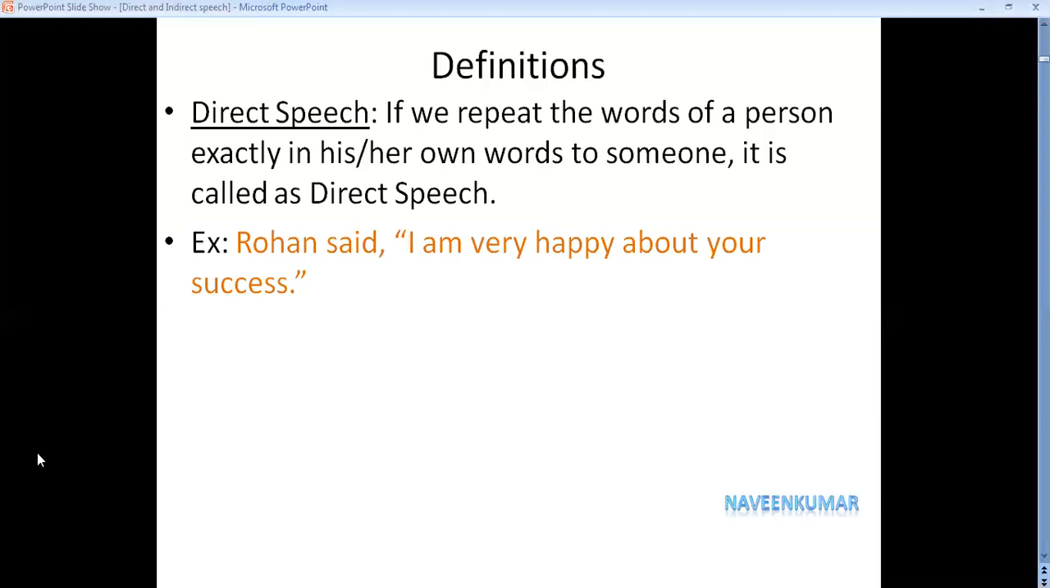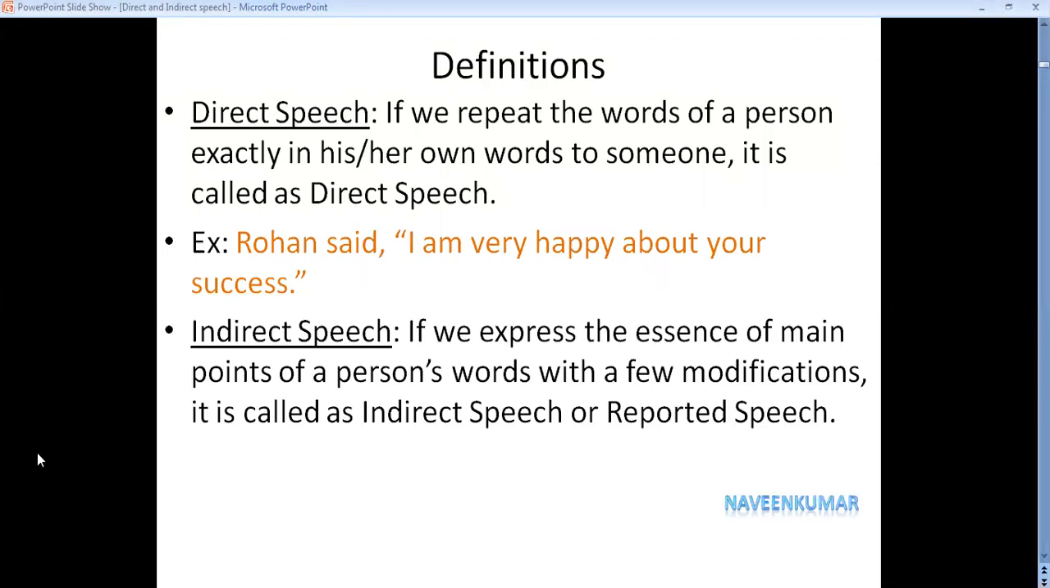So what is indirect speech? If we express the essence or main points of a person's words with a few modifications, it is called indirect speech or reported speech. So when we are repeating the words of a person with little modifications in our own way to someone else, that becomes indirect speech because we are reporting it. If we are quoting, that becomes direct speech. Here we are reporting it with few modifications.